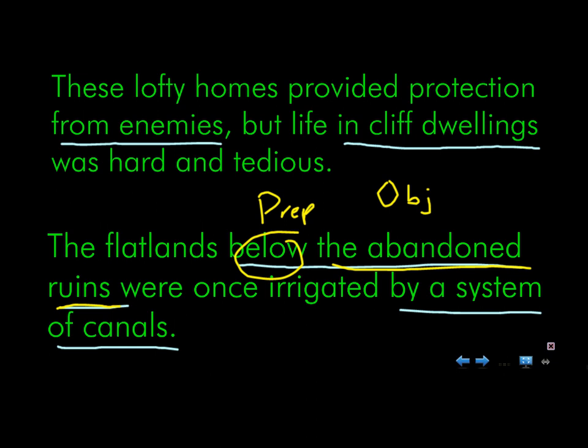How about this next one, though? What's the problem with by a system of canals? 2 separate prepositional phrases. And Emily, let's see if you can get the next question. One of them is acting as an adjective and the other is acting as an adverb, so we should only be paying attention to one. Do you know which one? 50-50 shot. By a system is modifying irrigated, and irrigated is a verb. What modifies verbs? Adverbs. Thank you.